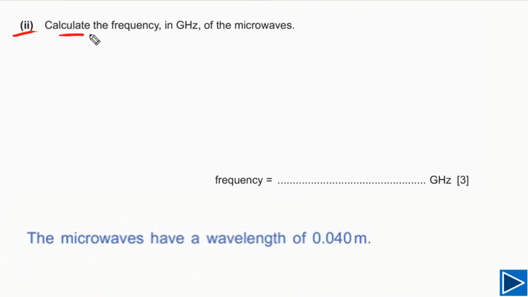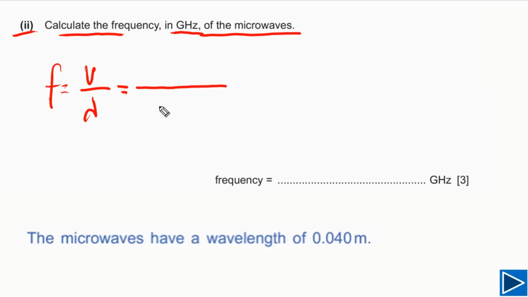For the second part, we need to calculate the frequency of the microwaves, but our answer has to be in gigahertz. Frequency of a wave is equal to the speed of the wave in the medium divided by the wavelength of the wave. In this case, the wavelength of microwaves in air is given, that is equal to 0.040 meters. Now the question is, what is the speed of microwaves in air?